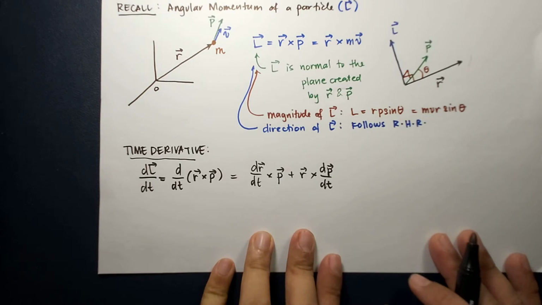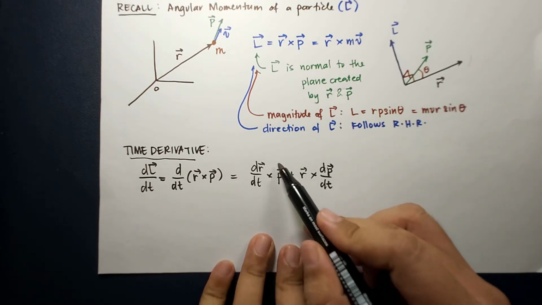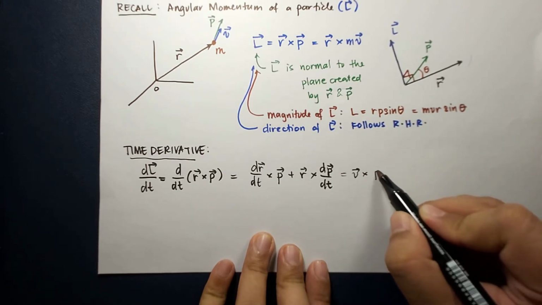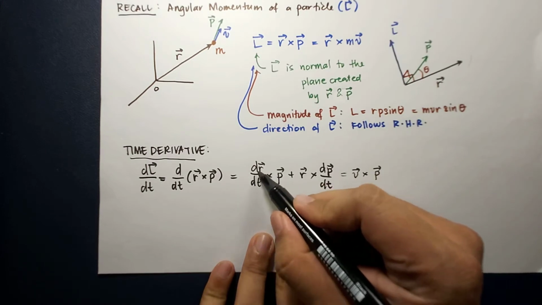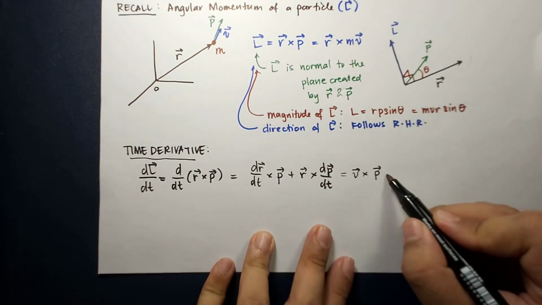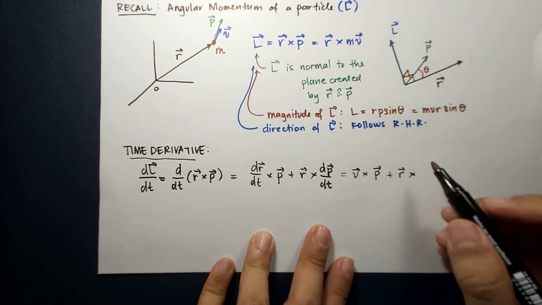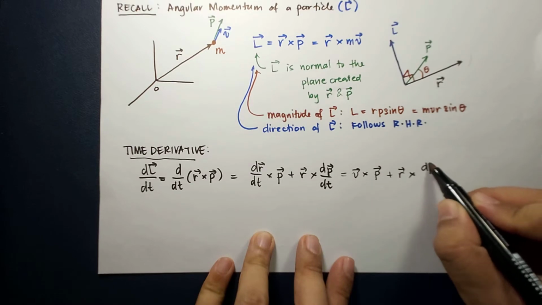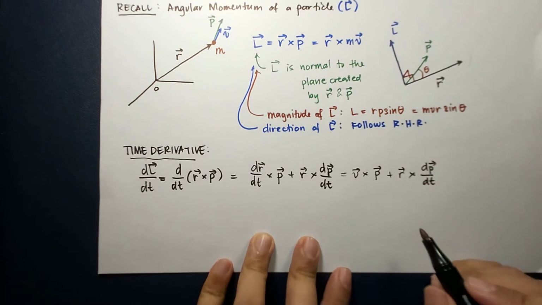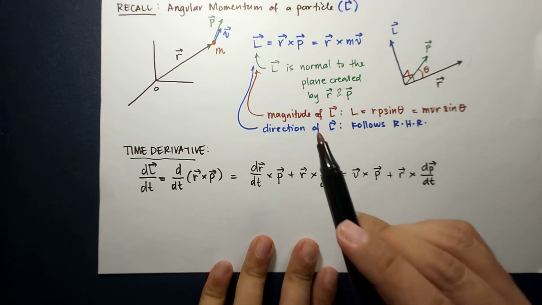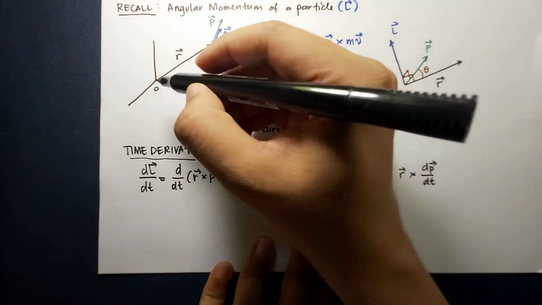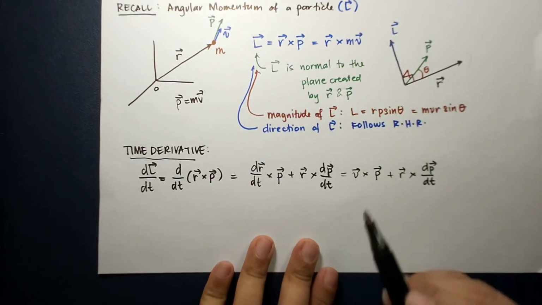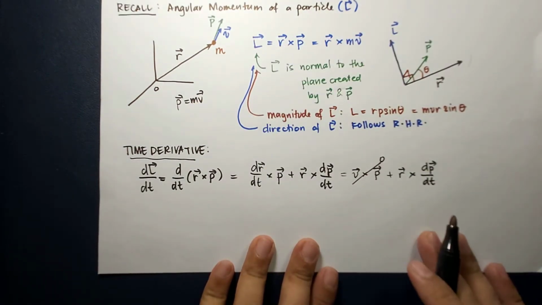Now we know that this is v cross p, because this derivative is actually the velocity of your particle, plus r cross the derivative of p with respect to time. Since we know that v and p are pointing in the same direction following this definition, the cross product between the two is 0.